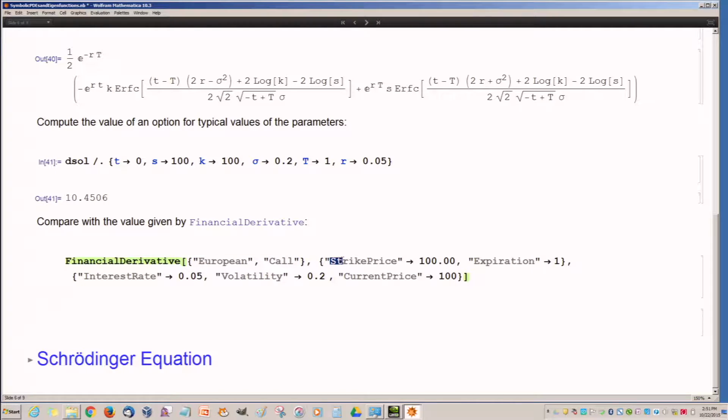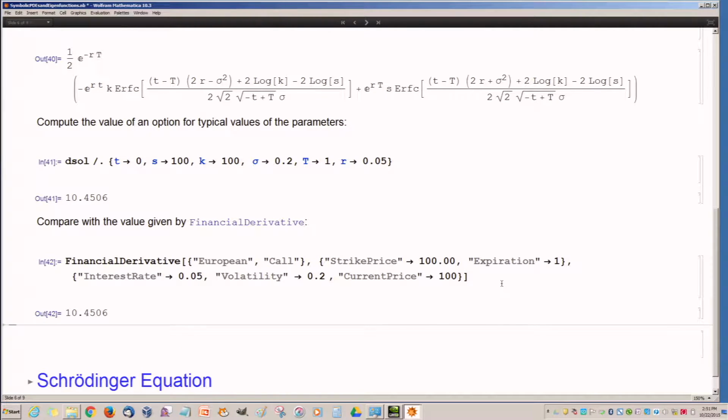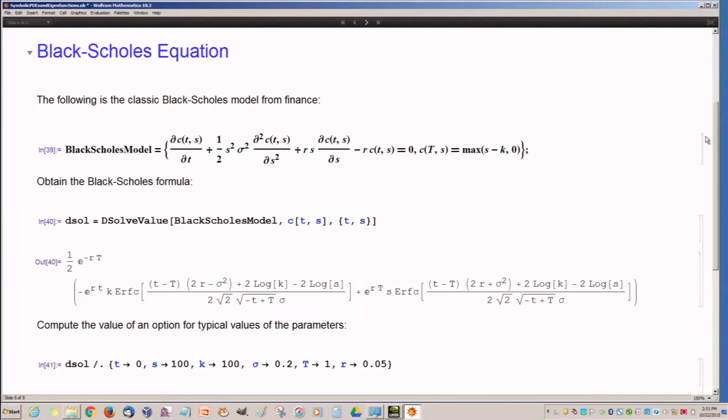The K in my model is a strike price, the price at the end of the period. The expiration time is 1. The interest rate for a comparable asset, which you just put into the bank or whatever, is 0.05, etc. And FinancialDerivative actually confirms for me that the answer is exactly the same. Okay, so it's nice to have DSolve doing finance.